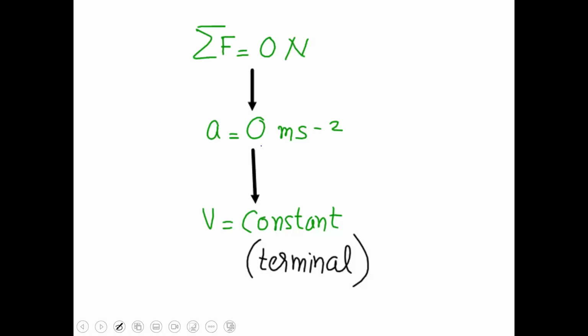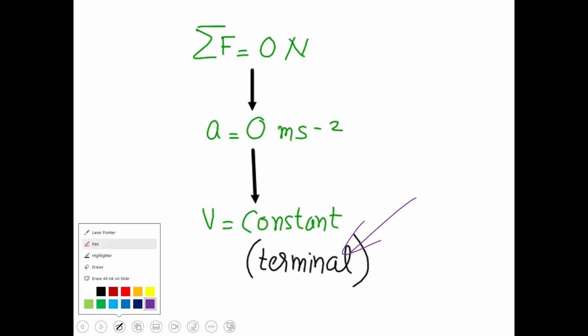Now, a very, very important concept. When resultant force is zero, acceleration becomes zero and the velocity becomes constant. What do you call that constant velocity? Terminal velocity. Yes. So now you have to copy this concept.